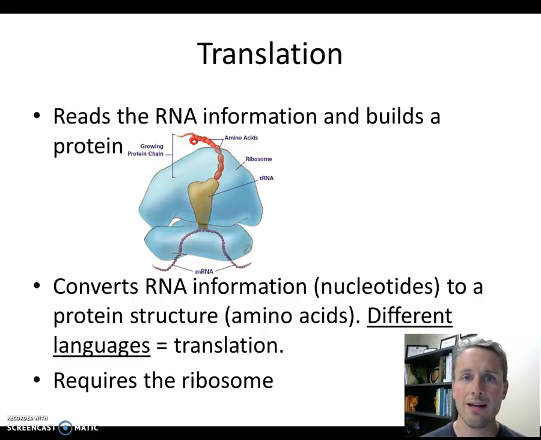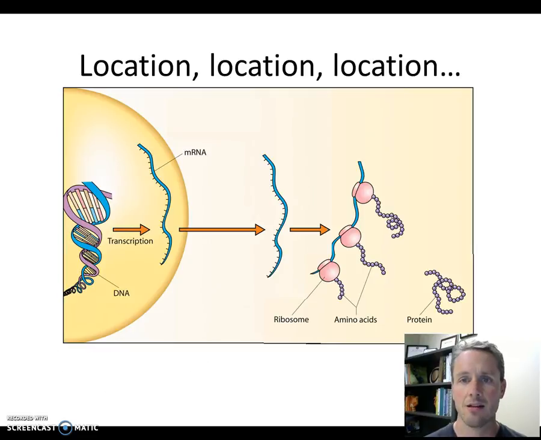I just want to point out one last important detail about the entire central dogma before we end, and that is location, location, location. So let's think about the locations where each of these processes takes place. All right, so our DNA is in our nucleus. So DNA replication must take place in the nucleus where the DNA is. That makes perfect sense, right? Transcription also has to take place in the nucleus where the DNA is.